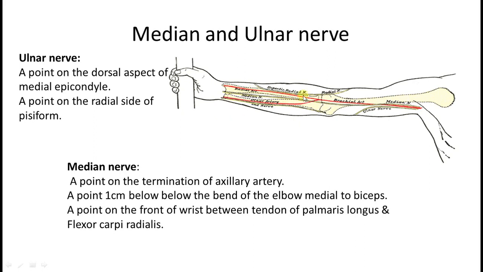So one point at the termination of axillary artery, one point in the cubital fossa medial to the tendon of biceps, another point in the wrist between the palmaris longus tendon and flexor carpi radialis. It is there that the nerve comes superficial. You connect these 3 points and that gives the surface projection of the median nerve.